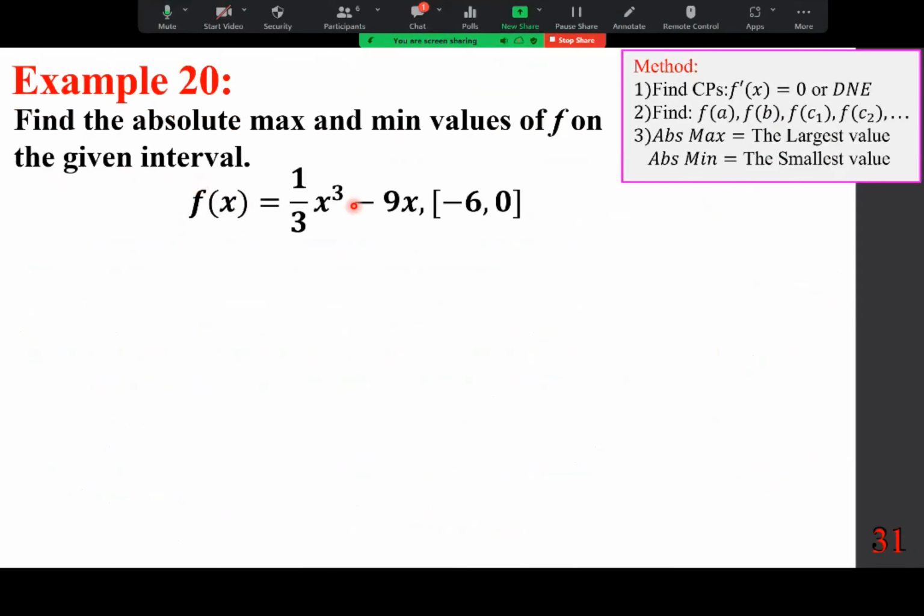Now, in this example, we want to find the absolute max and minimum value of f, or f of x if you will, in the given interval. So f of x is one third x cubed minus 9x, on the interval from minus 6 to 0. This is called the closed interval method.